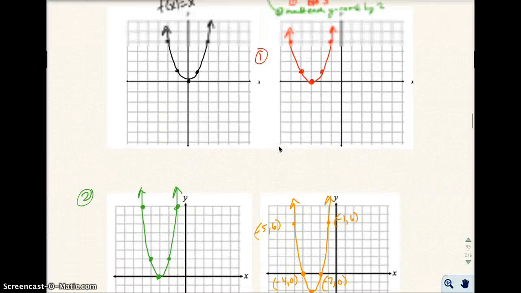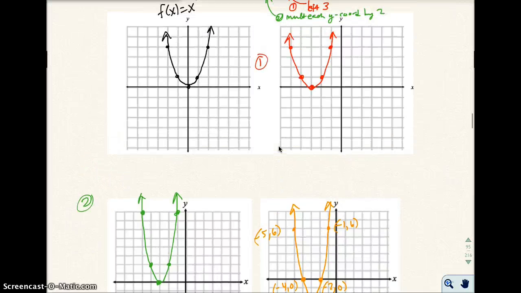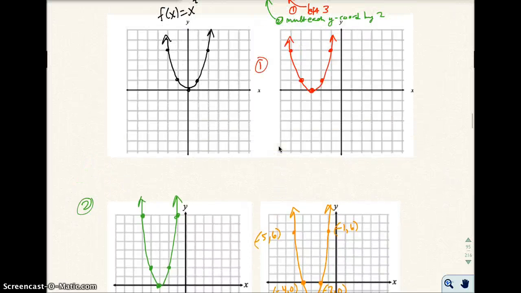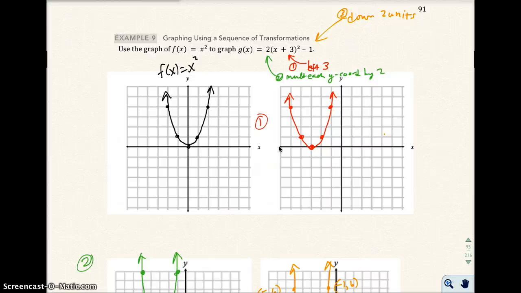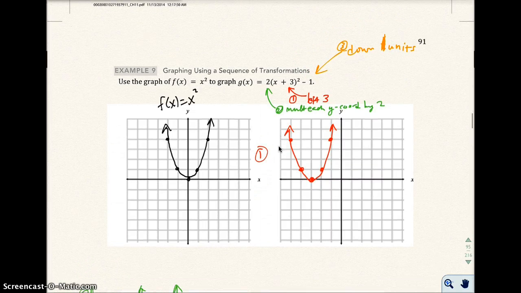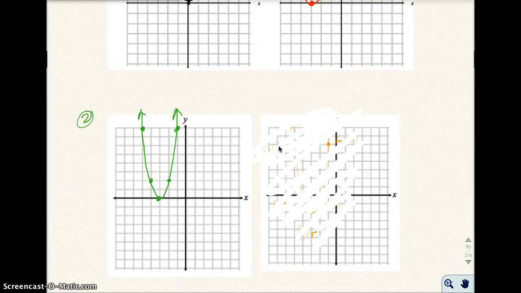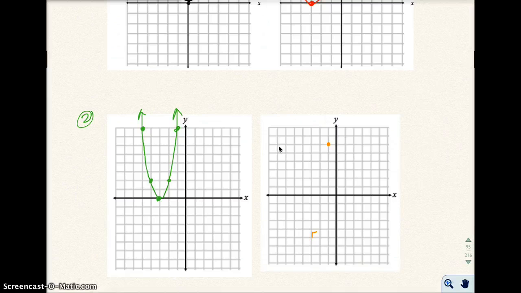Somehow I made a mistake somewhere. Down 1. Oh, I made a mistake. And anybody catch it yet? I should have gone down 1 unit, and I wrote 2 here, so 1 unit. Okay, let's fix that. Let's erase this, and move everything down 1 unit.